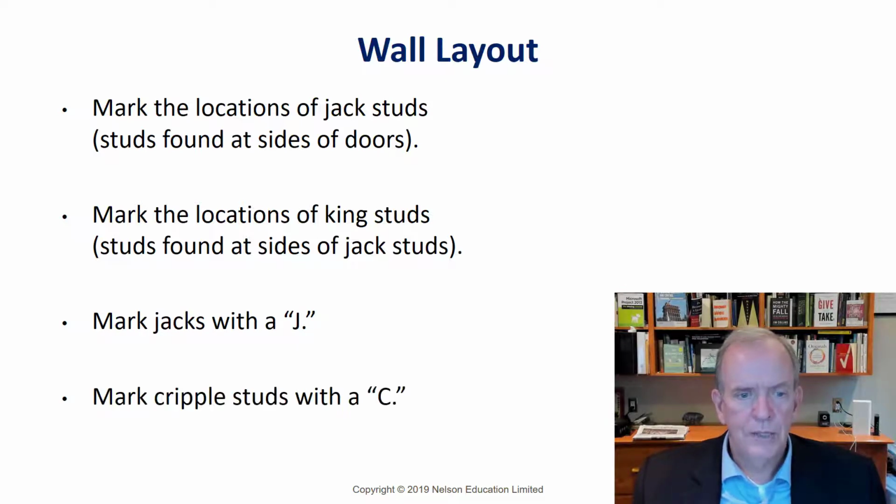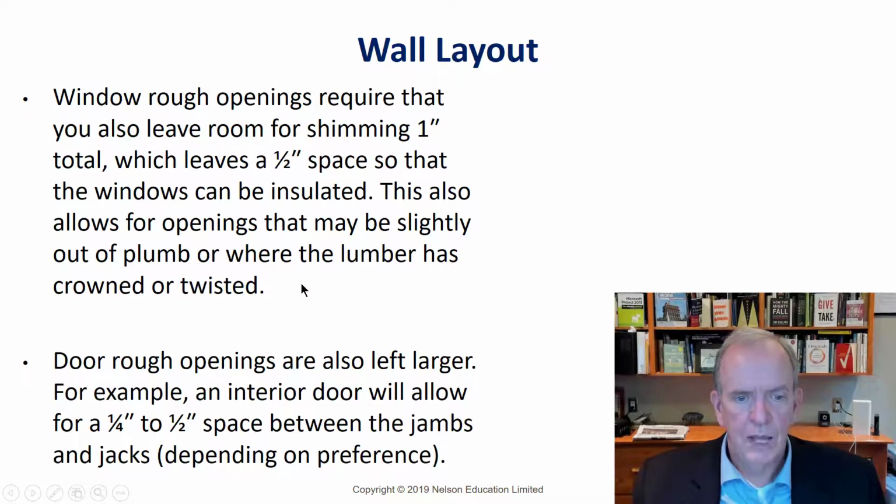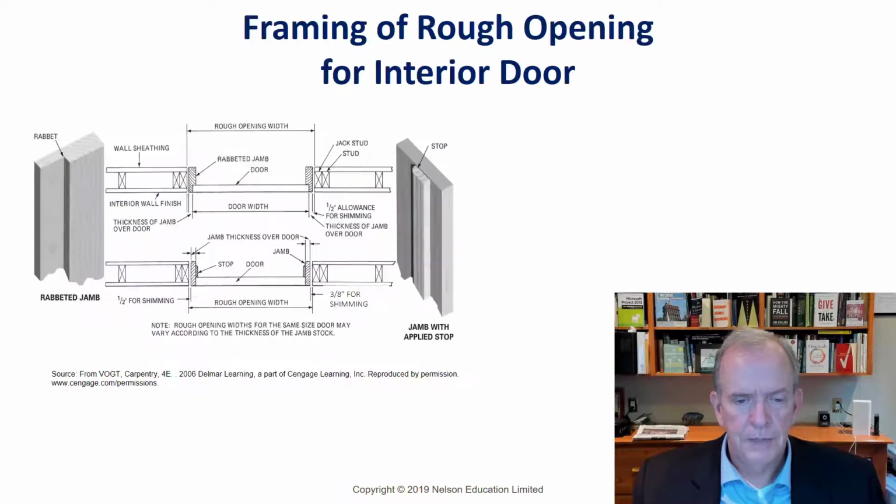So there's some sort of layout marked with J's and K's. Some people just do X's and O's for studs and shortened studs. It just depends. It's usually just a quick layout way of marking up your studs. And as I said, you've got that space around it to be insulated, and you're allowing for the extra larger size for that. So keep that in mind.